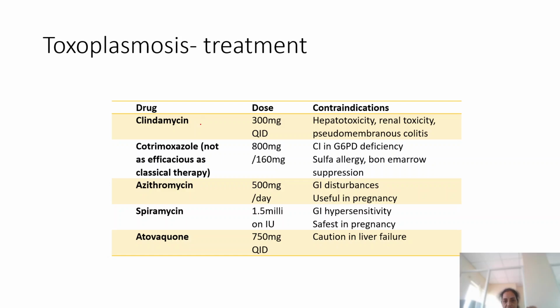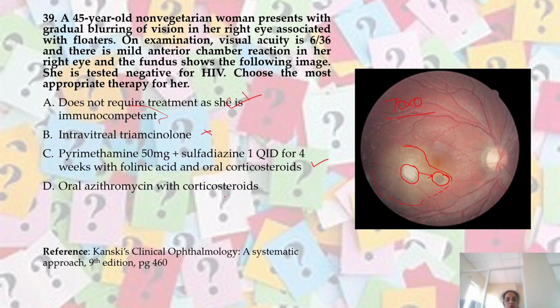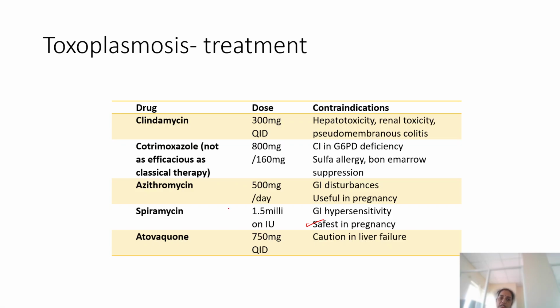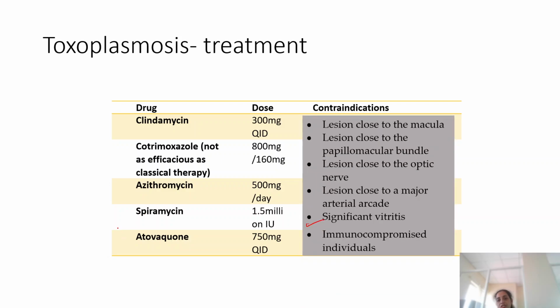We have clindamycin 300 mg QID. All these will go on for 4 to 6 weeks. Cotrimoxazole 800 mg with 160 mg, and azithromycin 500 mg per day. Spiramycin is usually preferred in pregnancy, and atovaquone. So the classical treatment would still be pyrimethamine with sulfadiazine. The other treatment options are clindamycin, cotrimoxazole, azithromycin, spiramycin, and atovaquone. So what are the indications for treatment?